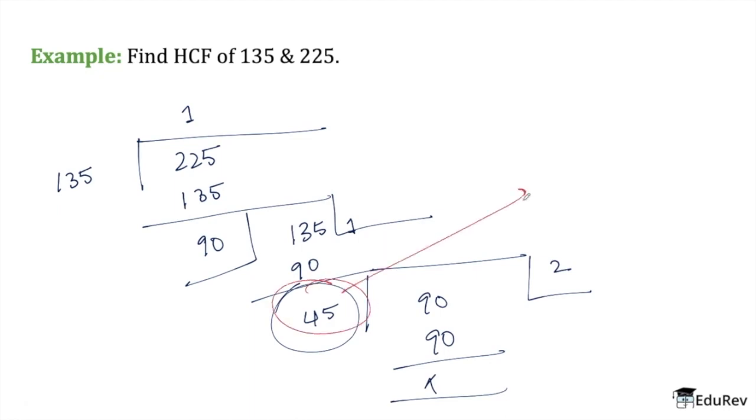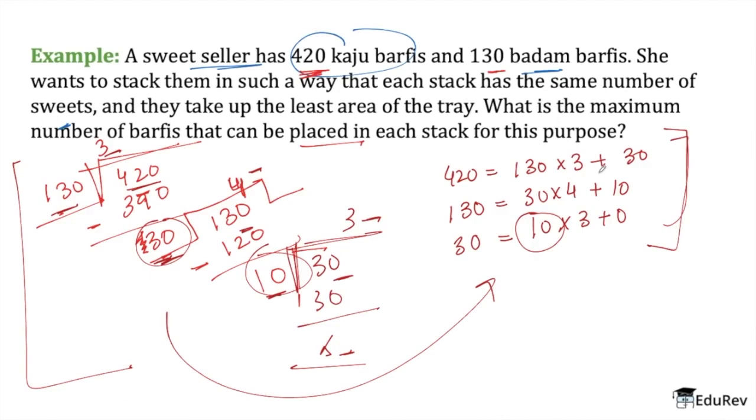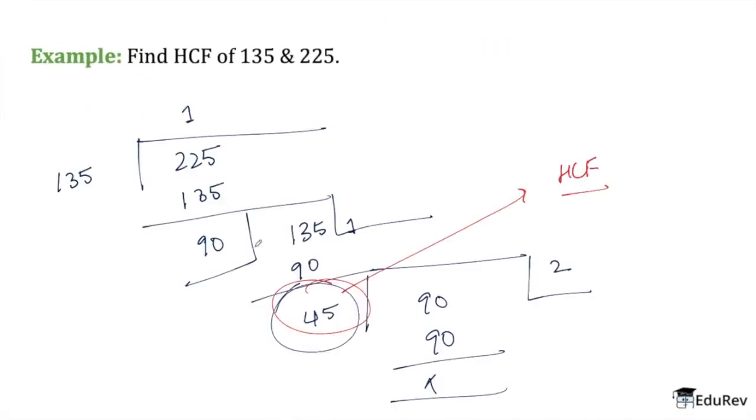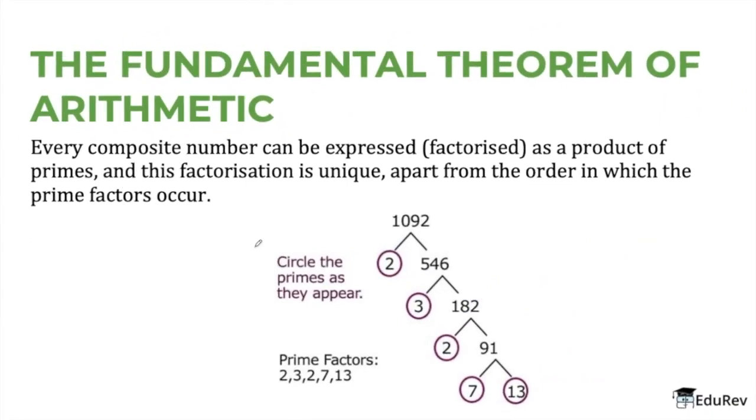And this is exactly what we did in the previous question itself. That is how we found out the HCF, and this is exactly how we solved this question as well. So now I'm pretty sure that you people must have understood everything in detail. So let's move forward. Okay, now we need to understand the concept of the fundamental theorem of arithmetic.